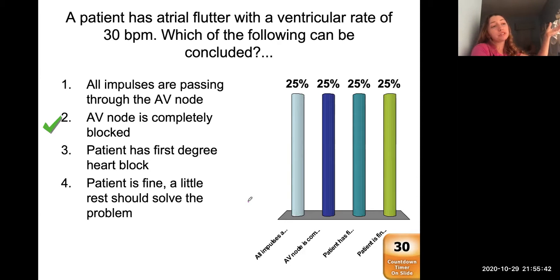So it might be that the atria are contracting or depolarizing, but the signal just can't get through. So then the heartbeat's weird. We don't know, but it's probably that the SA node is messed up as well.